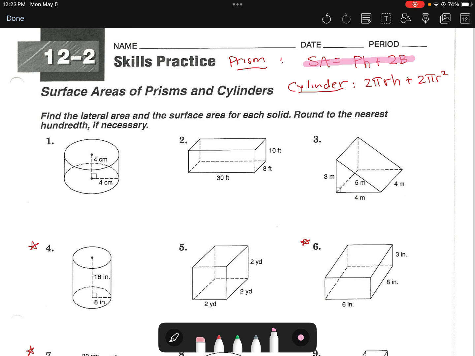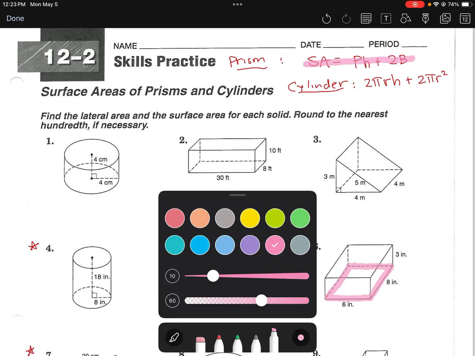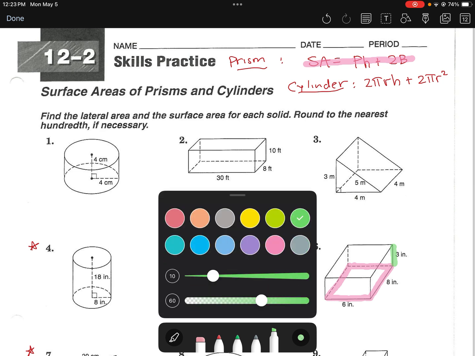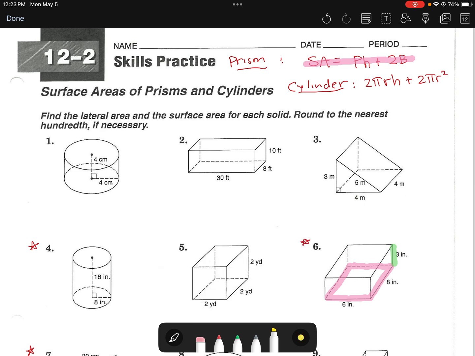So if we were looking at number 6, for example, perimeter of the base would be right there, those numbers added together. The height of the prism would be that guy. Plus 2 times the area of the base. That's what the capital B stands for. So each base would be the yellow area.